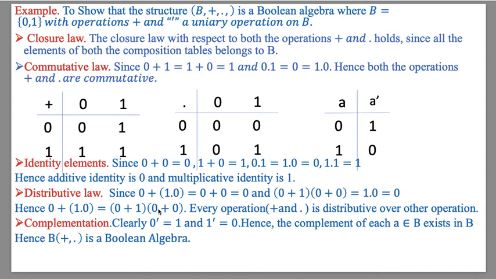Clearly complement of 0 is 1 and complement of 1 is 0. Hence the complement of each element A belonging to B exists. It means B plus dot is a Boolean algebra. Here this bracket is before B, like this. B plus dot is a Boolean algebra.